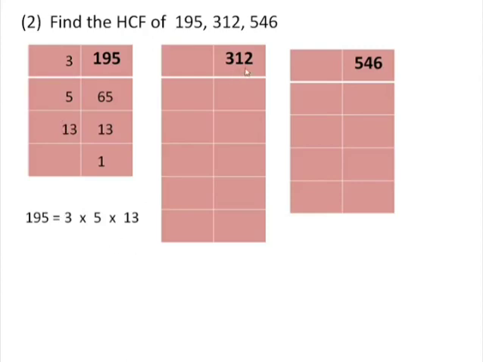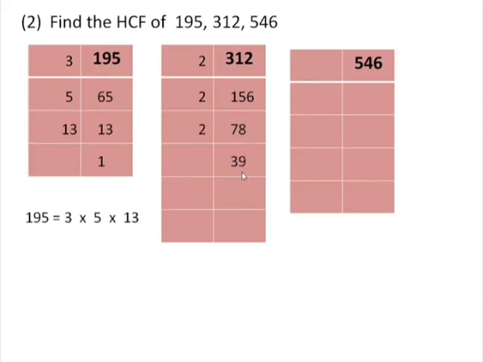Now the next number is 312. It is an even number. So we will take 2 as a prime factor. Divide 312 by 2, you will get 156. Continue till you get an odd number. Here in the quotient, you will take 2 as the prime factor. Now 156 is again an even number. So you will take 2 as the factor. When you divide 156 by 2, you will get 78. Now divide 78 by 2, you will get 39.